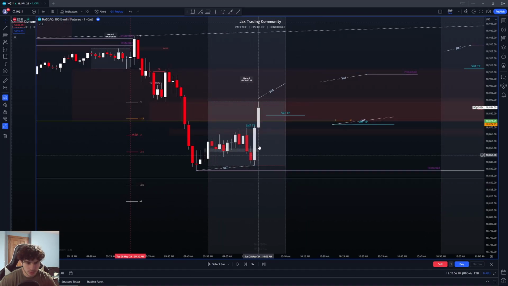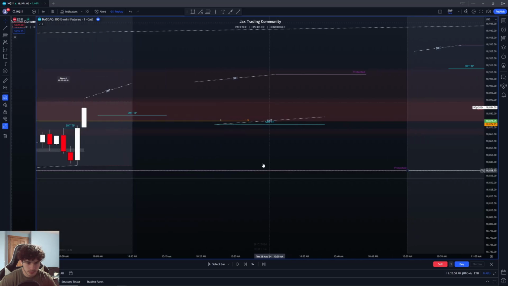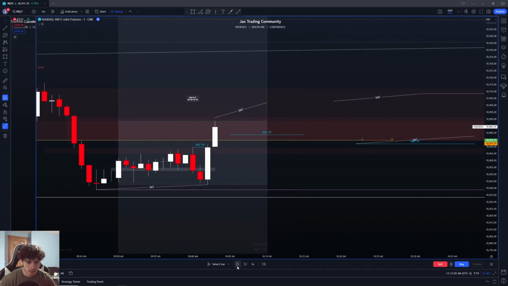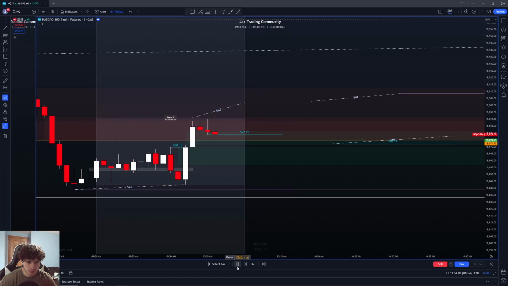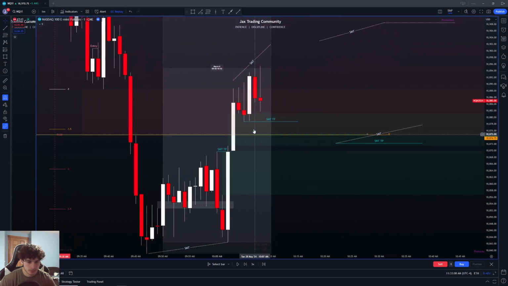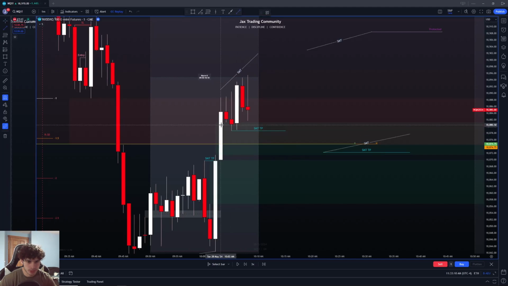So we have an SMT right here, displacement above this recent high, right? SMT TP is taken, but there's a protected low down here. I would like to take a long position if possible. So right here, this would be first entry for a long position.